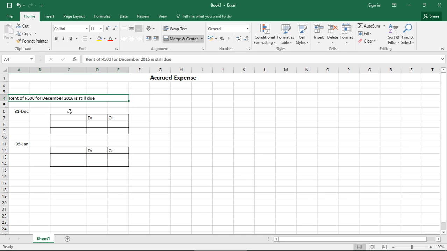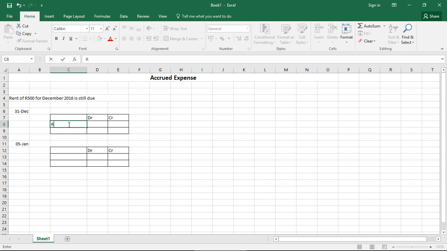Rent of 500 Rand for December 2016 is still due. Now, whenever you've incurred an expense and you have not paid it yet, you have to take it into account and do a transaction for it. So now we have not paid. We've incurred the rental expense of 500 Rand, but we have not paid it. So it's an accrued expense, a liability.